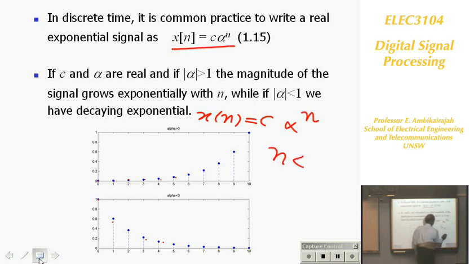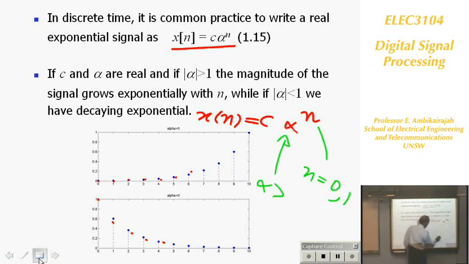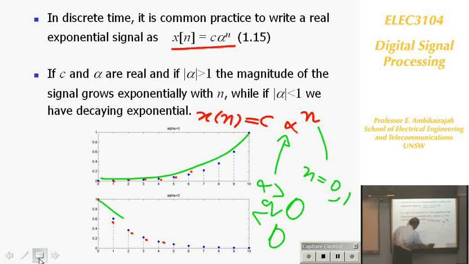Sorry, beg your pardon. In alpha to the n, n always goes 0, 1, 2, 3, discrete. Whereas alpha could be greater than 1 or less than 1. If alpha is greater than 1, you can see it moves our way. If it's less than 1, it decays.